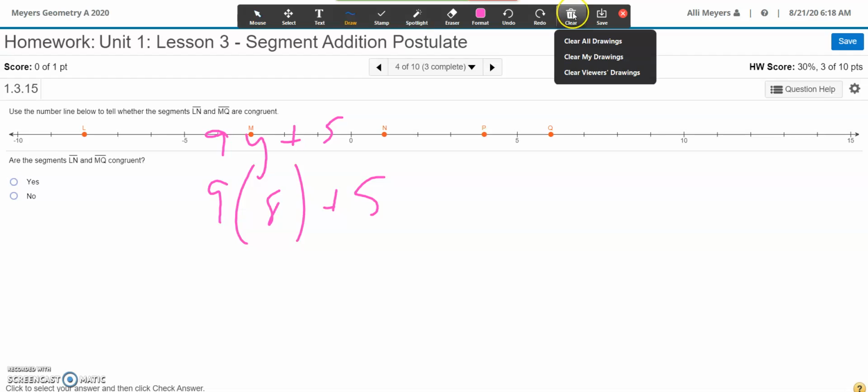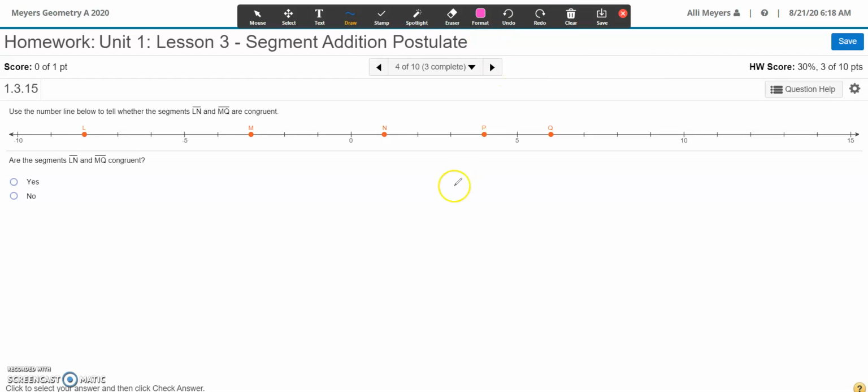All right. Number 4. So number 4, use my number line. LN and MQ are congruent. So congruent means the same or equal. Now they're asking me, are they congruent? But congruent still means the same. So LN is from here to here. You could just count how long it is. So if you do that, be careful.